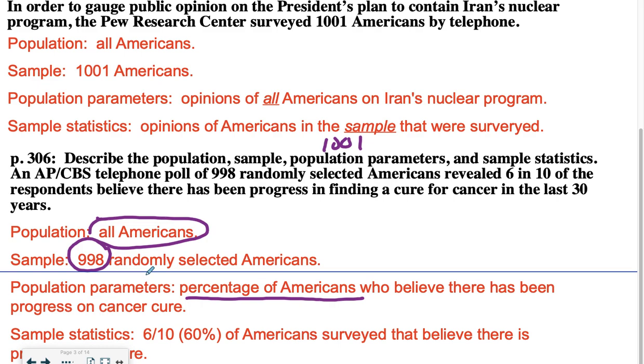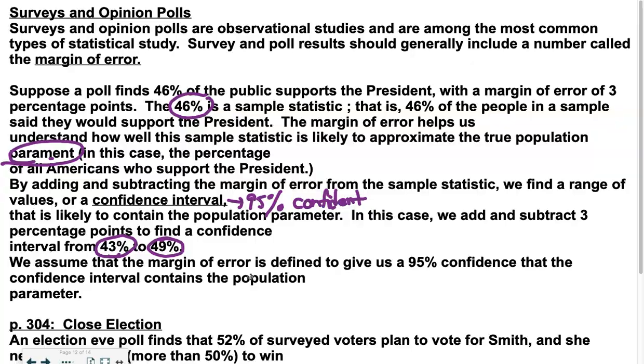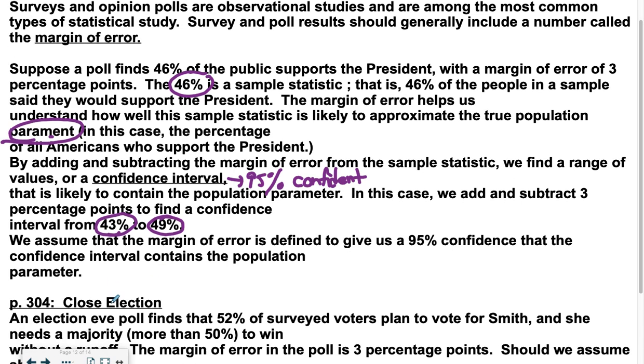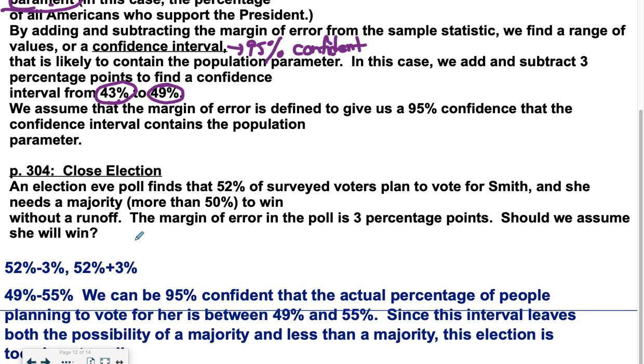In order to add and subtract the margin of error, we find what we call the confidence interval. And this is representative of us being 95% confident. So for example, 46 minus 3 would be 43%. 46 plus 3 would be 49%. So we are 95% confident that the confidence interval will be between 43 and 49%, and that would be representative of what we think the population would say.